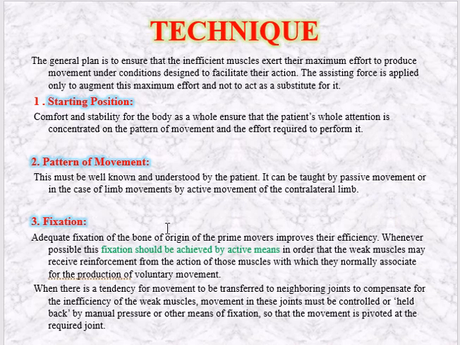So, to obtain results in the required joint, fixation is required, and it should be achieved by active means. If muscles are too weak that active fixation cannot be achieved, then we use passive means. Passive fixation means fixation by manual pressure or other means of fixation, for example plasters, splints, braces, etc.